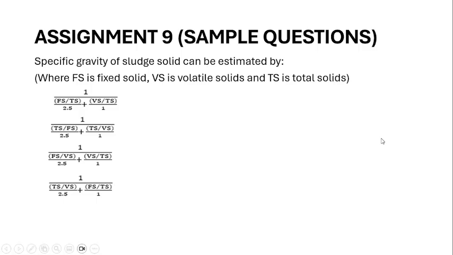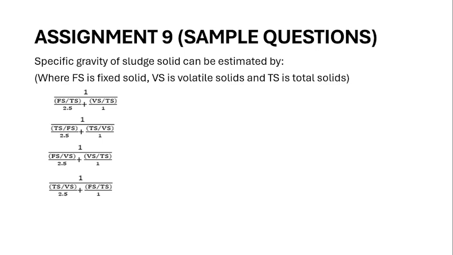Now coming to the sample questions of assignment 9. The first question is: specific gravity of sludge solid can be estimated by. This is the formula to estimate the specific gravity of the sludge solid.